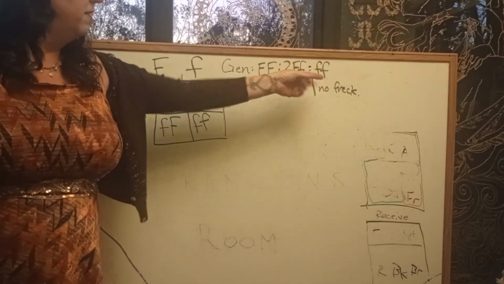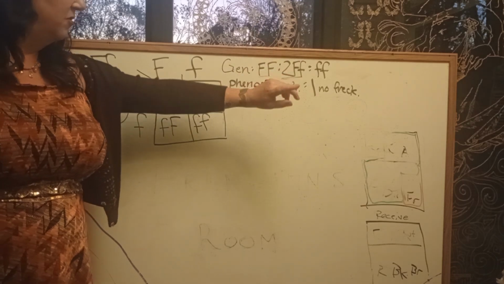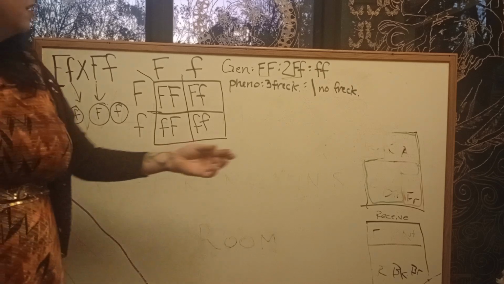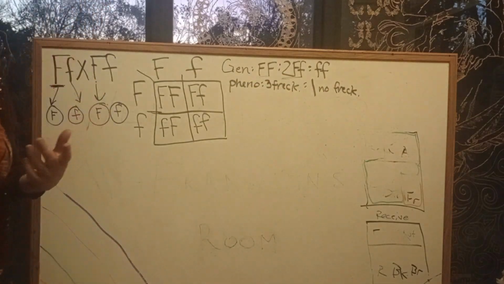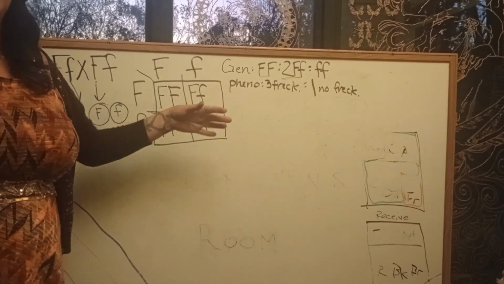1 to 2 to 1, homozygous dominant, 2 heterozygous, and 1 homozygous recessive. And then 3 freckles for 1 that doesn't have freckles. And this doesn't guarantee what the offspring will look like.